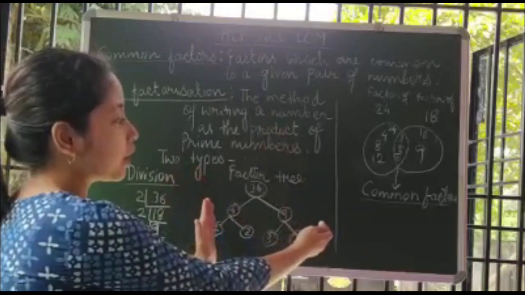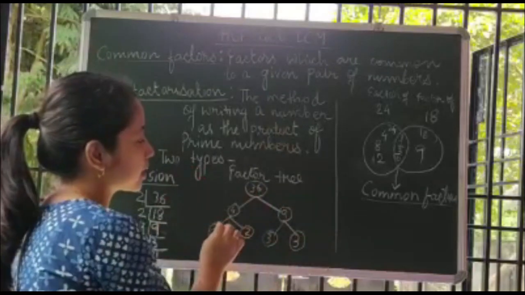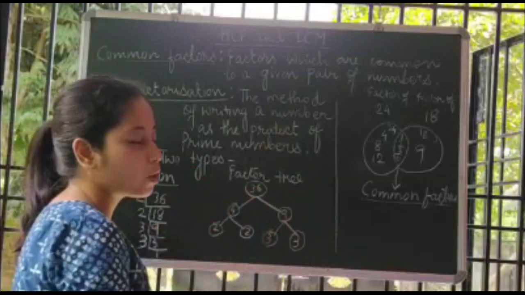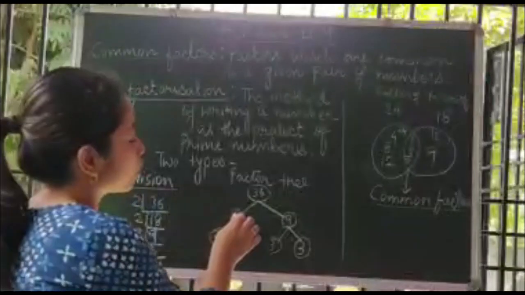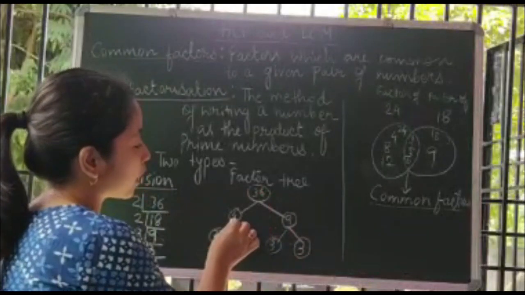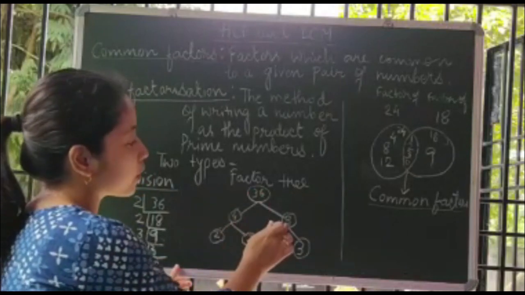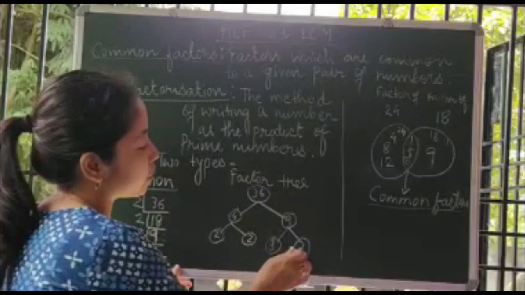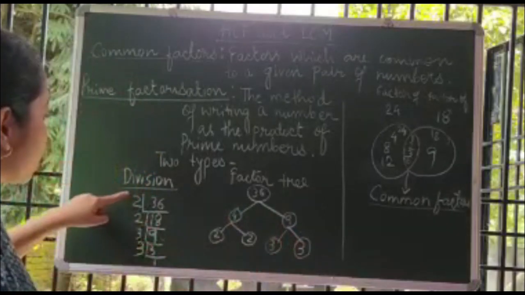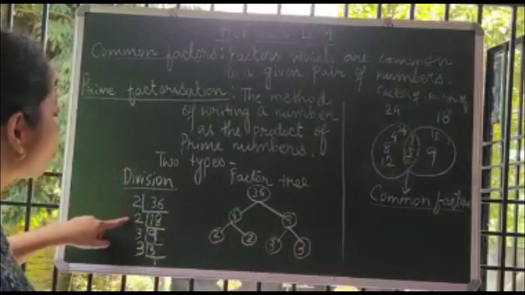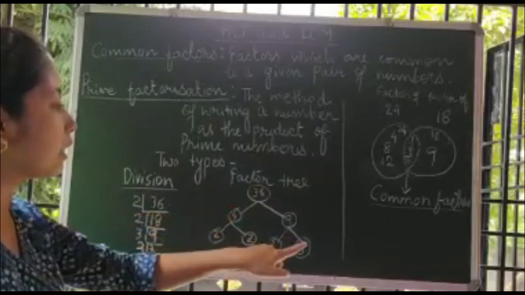Now let us come to the other type, that is the factor tree. So in the factor tree, let us see 36. First of all we break 36. We know 4 9s are 36. So 4 9s are 36. Again we can break this 4 into 2 prime numbers, that is 2 2s are 4. Again we can break this 9 into 2 prime numbers, that is 3 3s are 9. Okay. So we have got the same thing, or not? In the division method also we have got 2, 2, 3, 3, and in this factor tree also we have got 2, 2, 3 and 3.